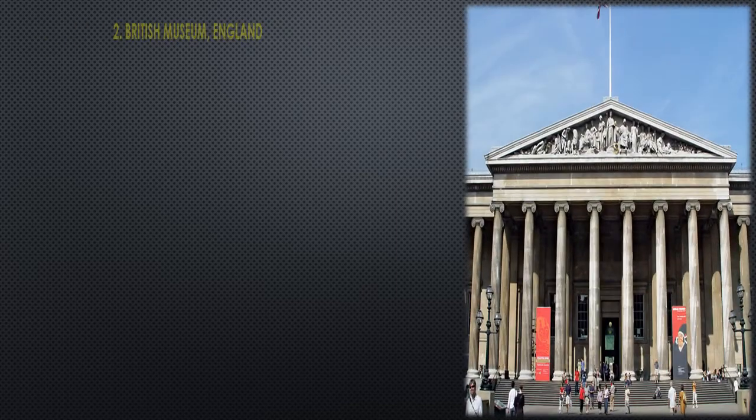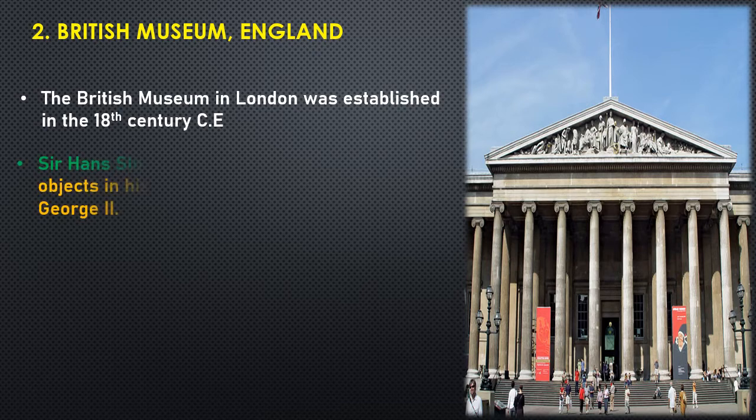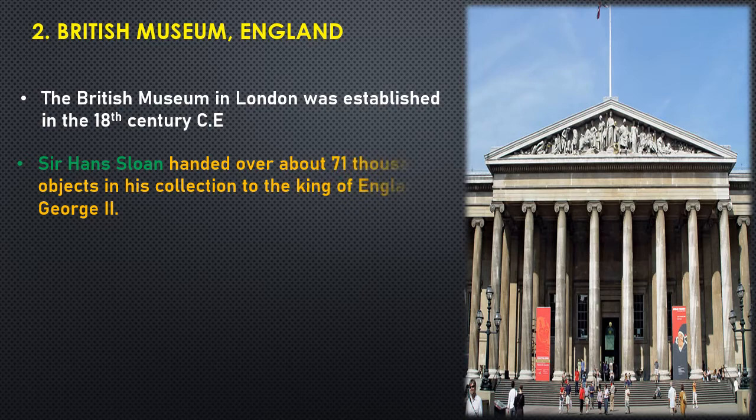The next museum that we will study about is the British Museum. The British Museum was established in London in the 18th century. This museum exhibits the collection of Sir Hans Sloane, a natural scientist, which includes several books, pictures, specimens of preserved plants, that is, herbarium, etc.